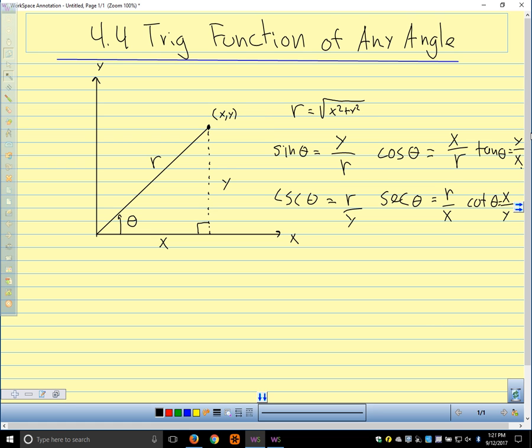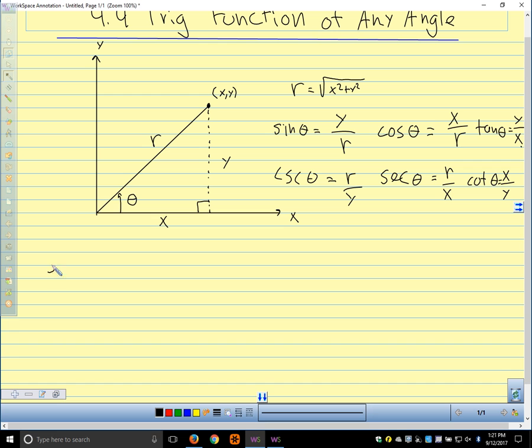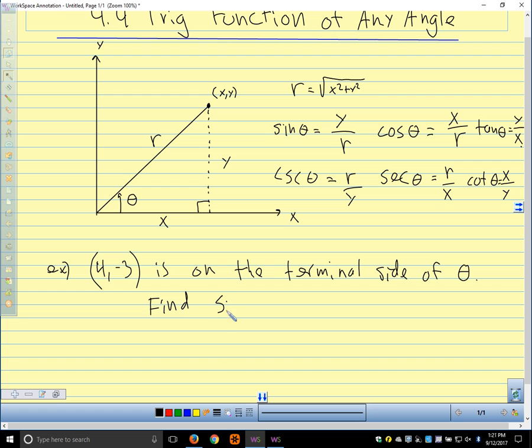Okay, so let's see how we might apply this idea, and then we'll add some layers on. So let's say that we have the point 4, -3 on the terminal side of theta. We want to find sine theta and tangent theta.